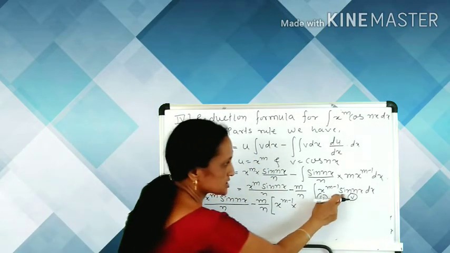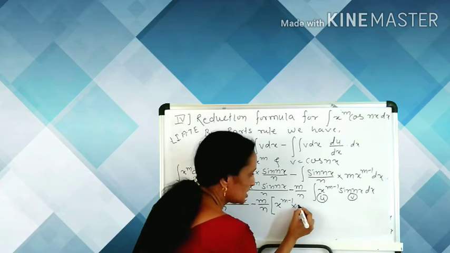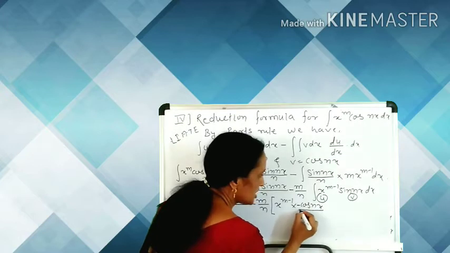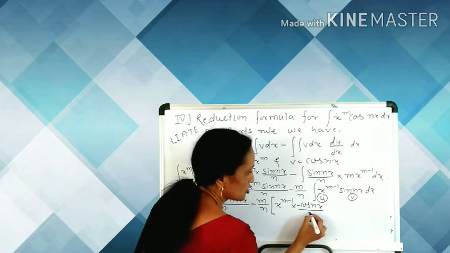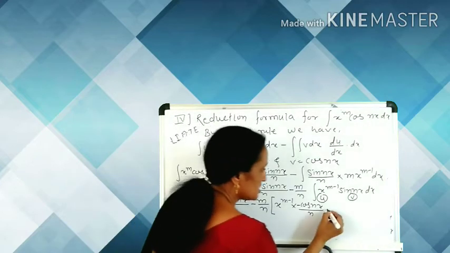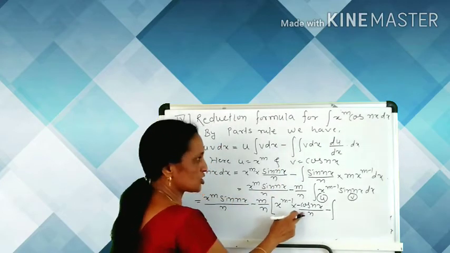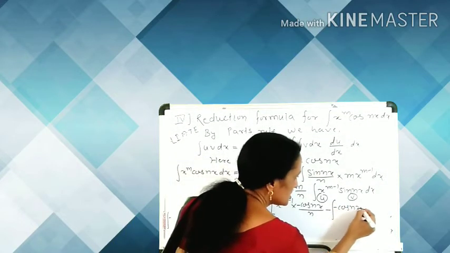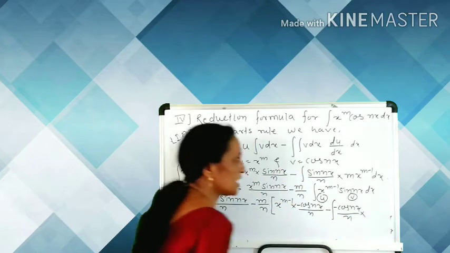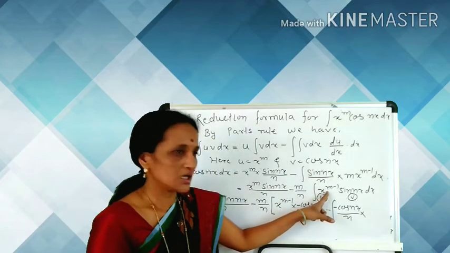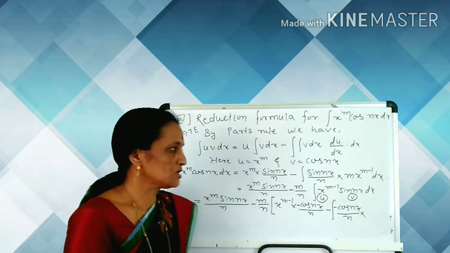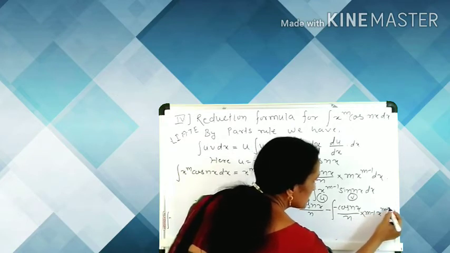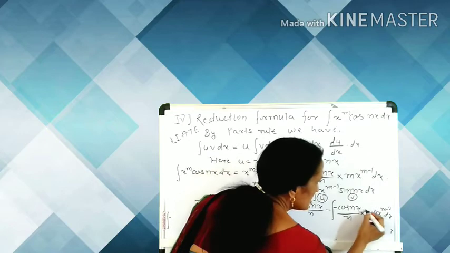This is your first function and this is your second function. We know that the integration of the sine function is minus cosine divided by the coefficient of x, and the coefficient of x is n. So, minus the integration of this second function, your formula gives minus cos nx divided by n multiplied by the derivative of the first function. The first function is x raised to the m minus 1, so its derivative is m minus 1 times x raised to the power m minus 2 multiplied by dx.